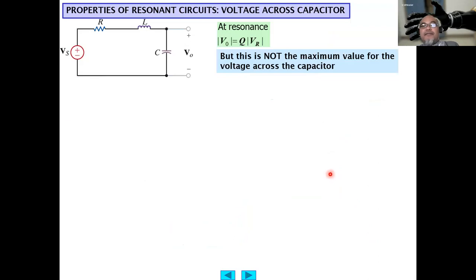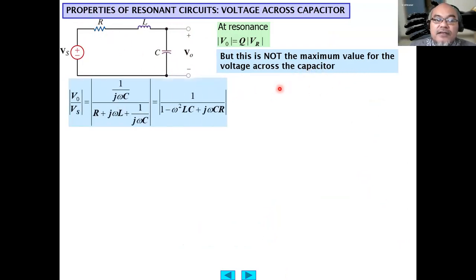Okay, so now we try to study the properties of resonance circuits, the voltage across the capacitor. From the formula of quality factor at resonance, we can calculate the voltage at the capacitance to be equal to the quality factor times the voltage at the resistance. However, this is not the maximum value for the voltage across the capacitor.